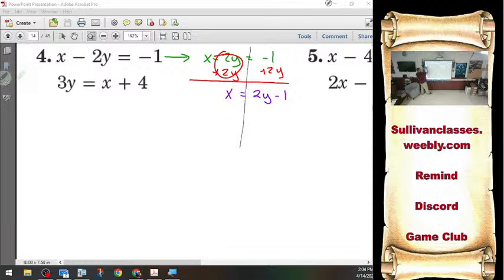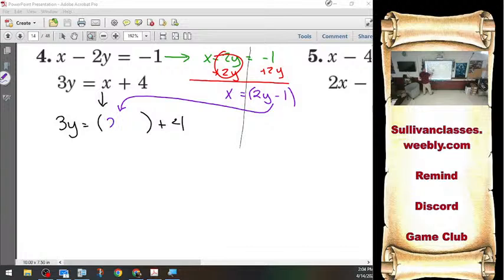So if x is this stuff, I will replace x with stuff. I'm going to say 3y is stuff plus 4. Stuff is now 2y minus 1. So, combine like terms if you can. That's 3y is 2y minus 1 plus 4. If you didn't need to write that line, you don't have to.